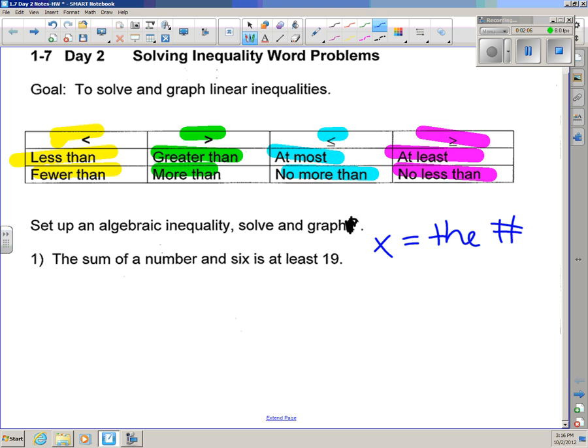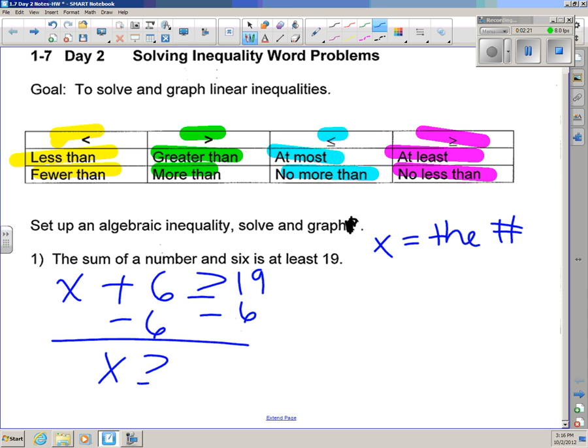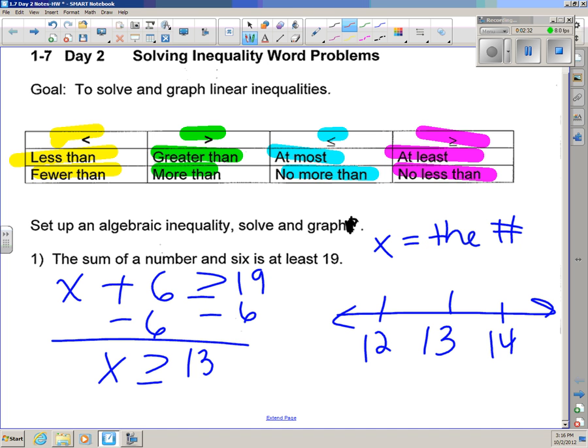Okay, so the sum of a number and 6 is at least. At least means it's greater than or equal to. So there's your setup. When you solve this, you subtract 6 from both sides. x is greater than or equal to 13. So all that will be left to do is come over here. There's your solution at 13. Here's 14. Here's 12. And it's a filled in circle because 13 is greater than or equal to 13 and any other value to the right.